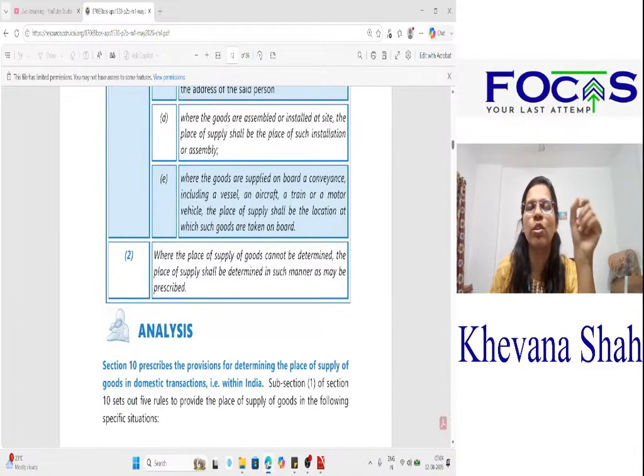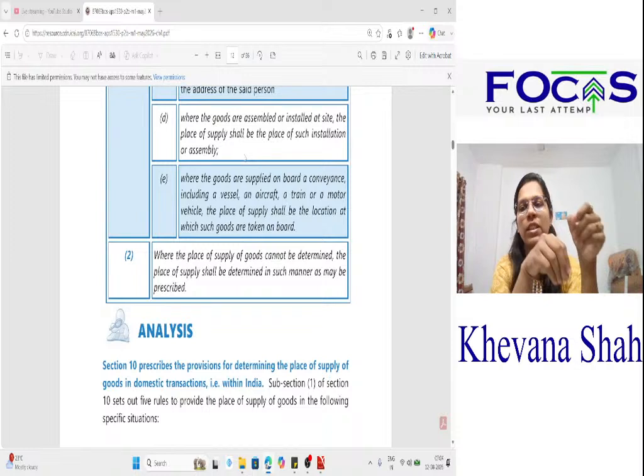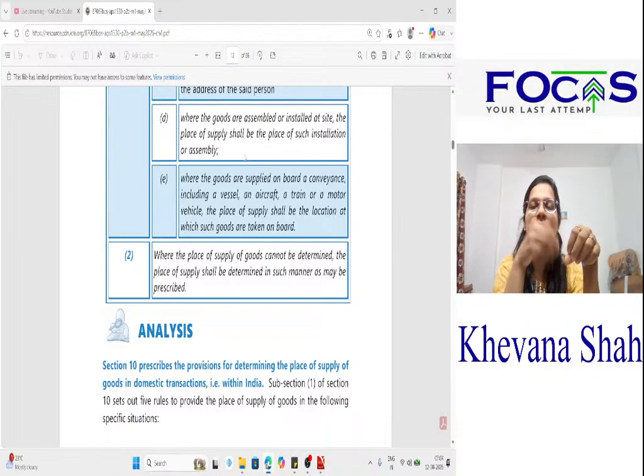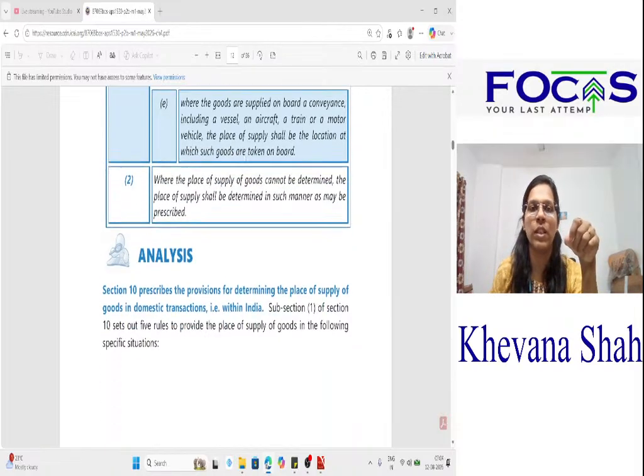Then, when the goods are assembled or installed at site, the place of supply shall be the place of such installation or assembly. So, in case you are installing or assembling the goods, then in that case, the place where you are assembling the goods or the place at which you are installing the goods, that will be your place of supply.